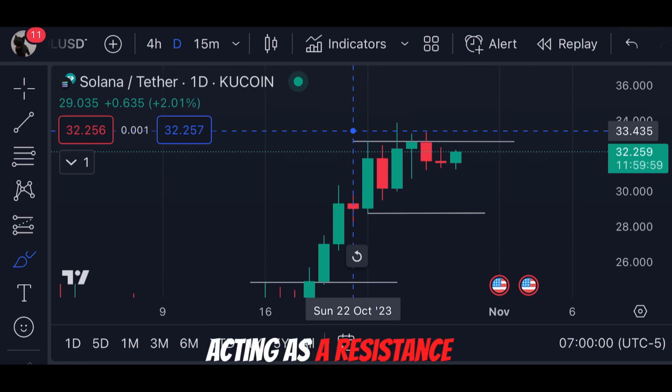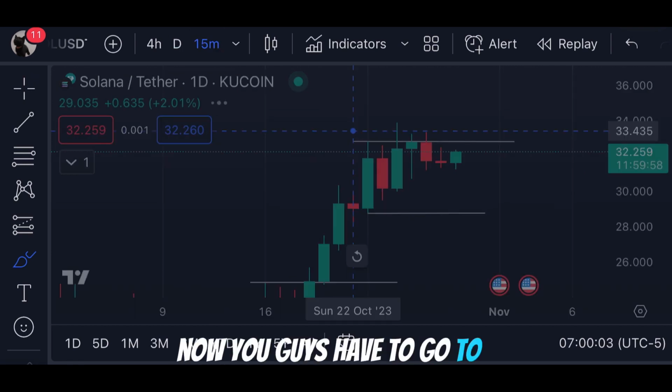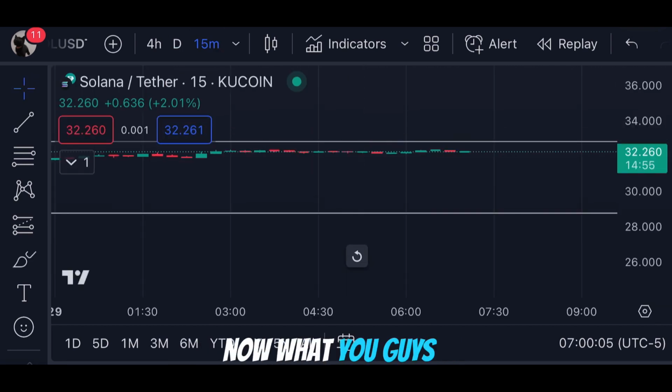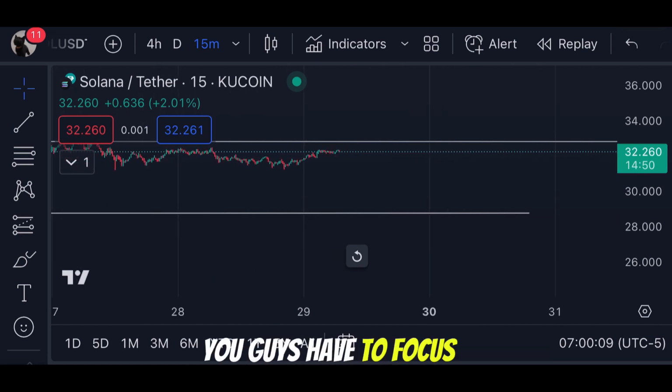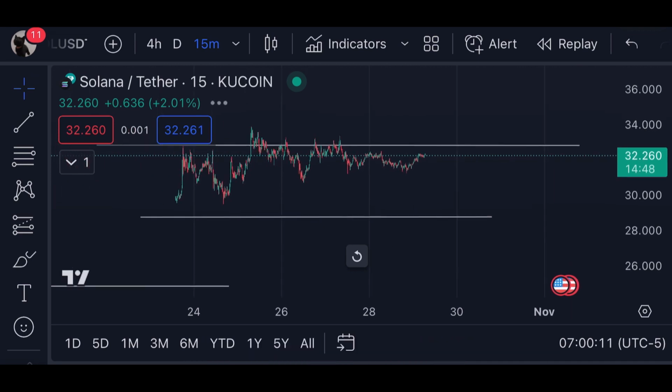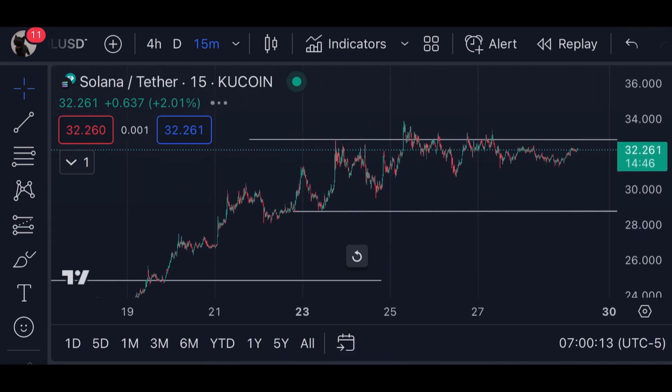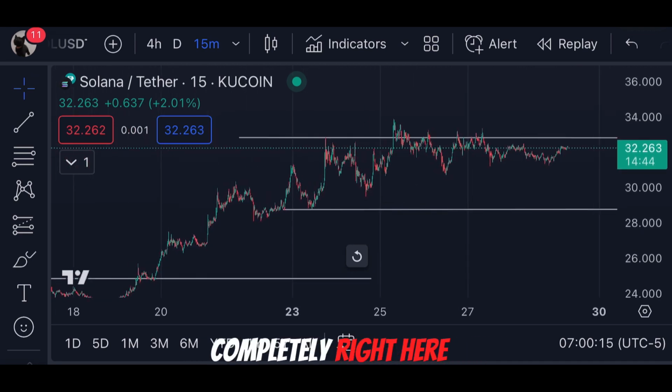That is exactly acting as a resistance. Now you guys have to go to the smaller time frames. Now what you guys have to focus on, the smaller time frames. I will be telling you guys what you have to focus on. Now we already have some very good momentum to the upside. This is the Monday range completely right here.